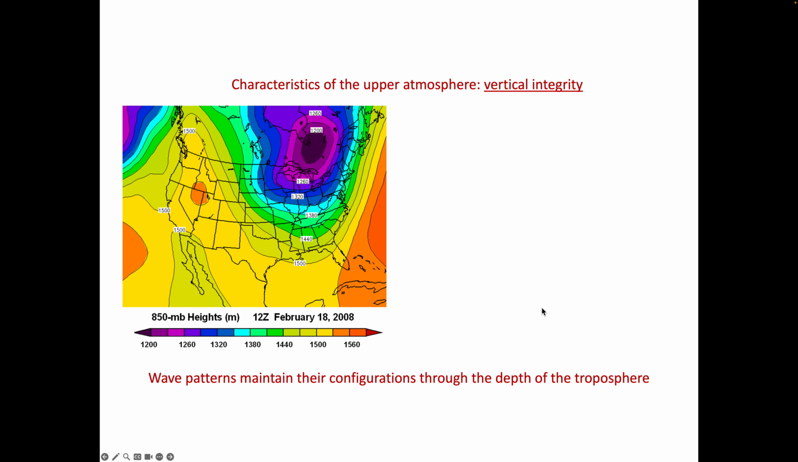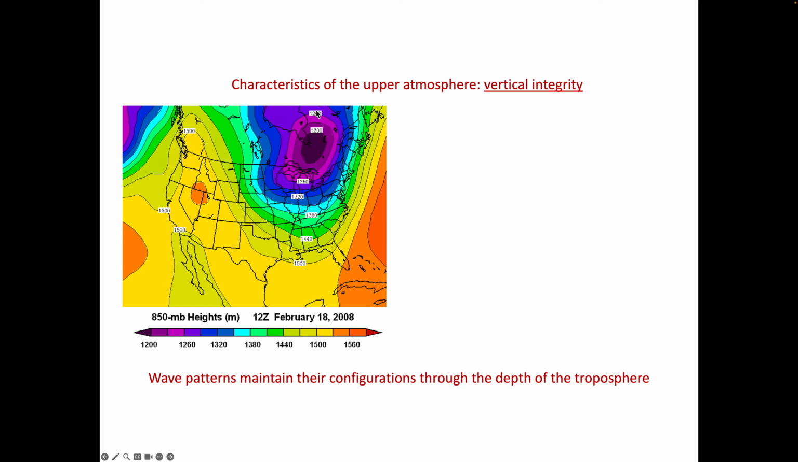All right, now I want to go forward and talk about some characteristics of the upper atmosphere. So this first slide is going to focus on vertical integrity. So this is a map of an 850 millibar pattern. Again, like all the maps in our book, a lot of these are pretty old, but they get the point across. There is no such thing as newer and older ridges and troughs. They behave exactly the same way in 2023 or 2024 as they did in 2008, 2009. So this example, although old, is just perfectly fine.